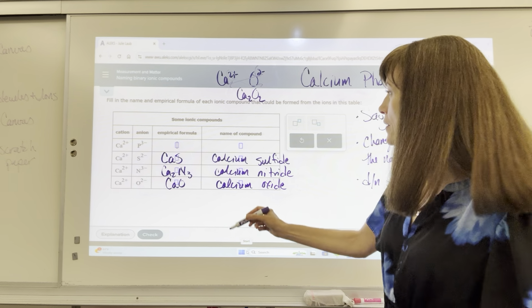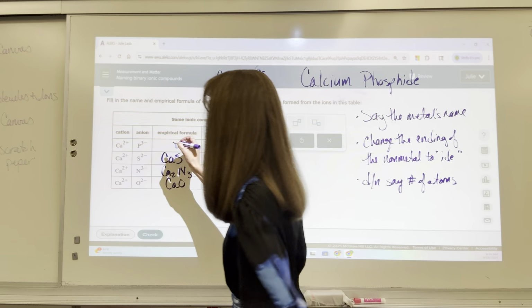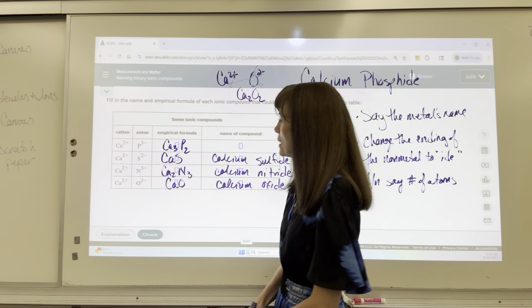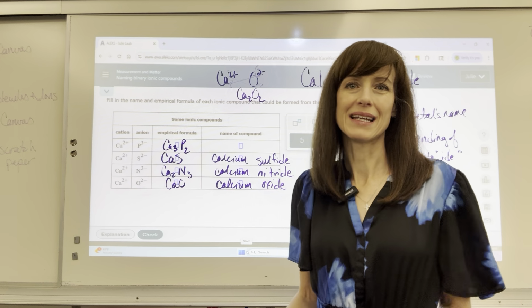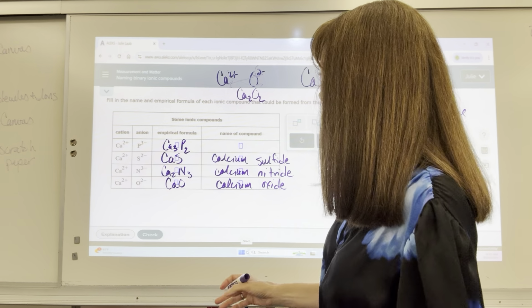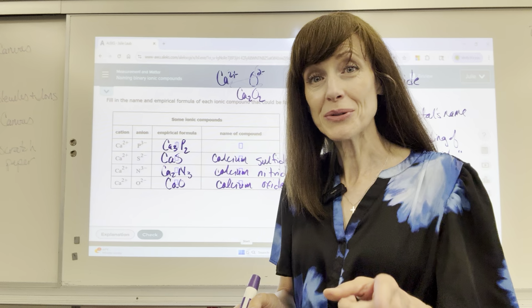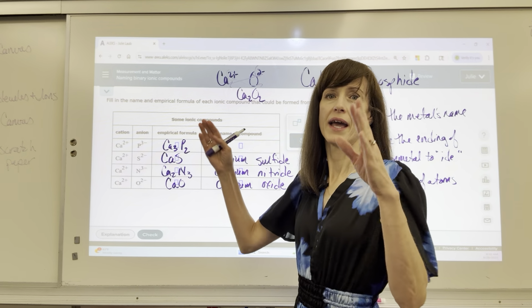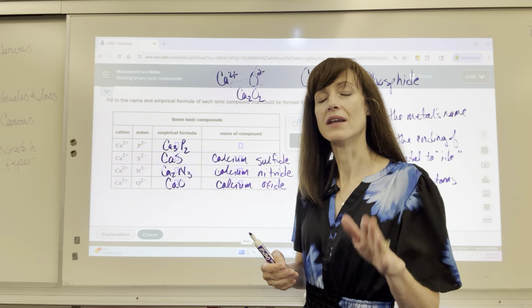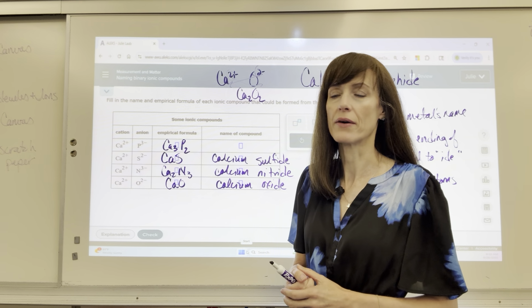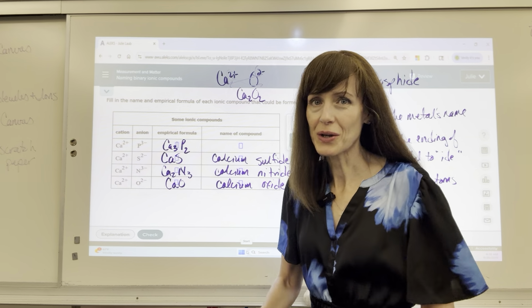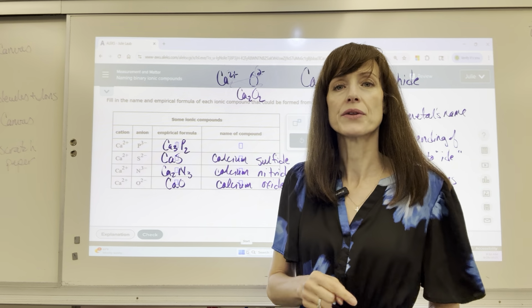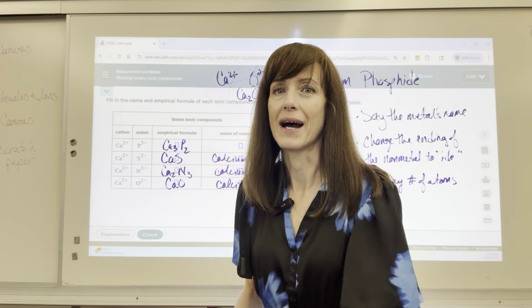Now notice on this one where we had the 2 and the 3, or up here I had the 3 and the 2, I don't say any numbers. I don't say di or tri. It's understood that you know enough about chemistry that you can determine charges and combine those so that you have a net neutral charge on your compound. On ionic compounds, we're not going to give the subscripts. We don't tell the reader the number of atoms.